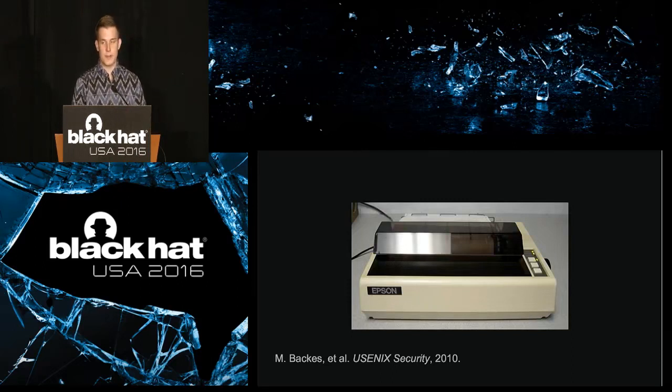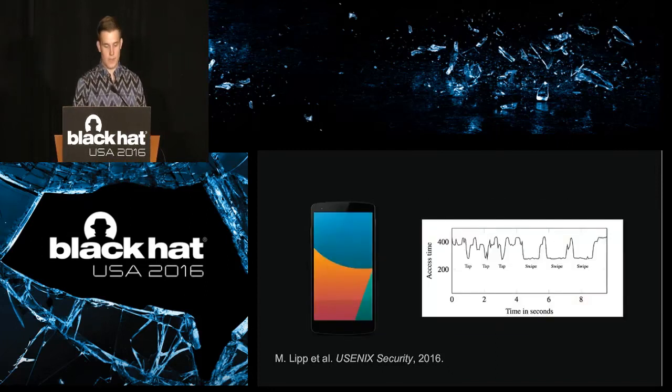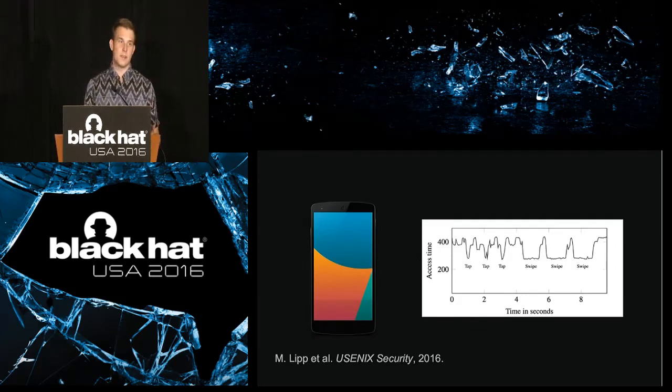Let me show you a couple examples of that. With old dot matrix printers, if you set up a microphone and listen to the sound they make, you can actually tell which letter they're printing. So if you set up a microphone in someone's office and they're printing top secret documents, you can tell what's on them. Another one: on Android smartphones, it's possible for an unprivileged app to use a cache side channel to tell when you're tapping versus swiping in another app. So for example, your calculator app that doesn't need any privileges can tell when you're tapping and swiping in your banking app. That could be a privacy problem.